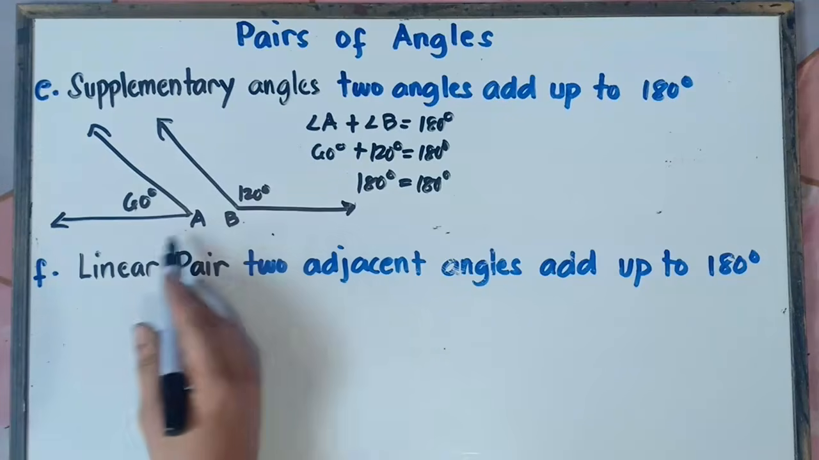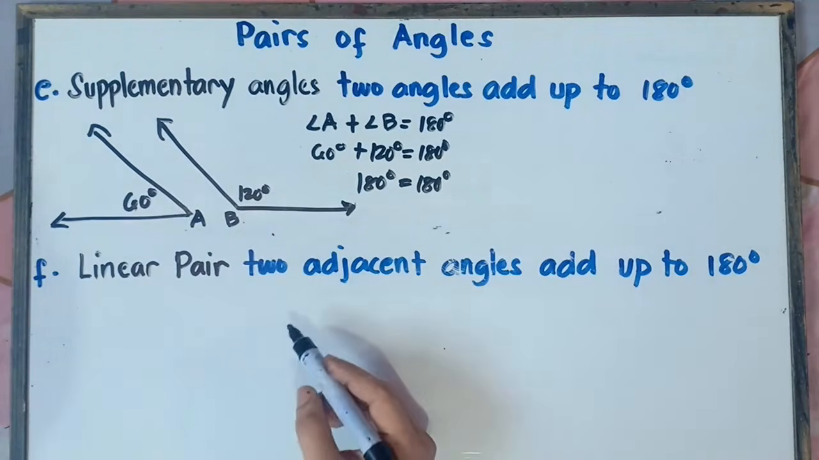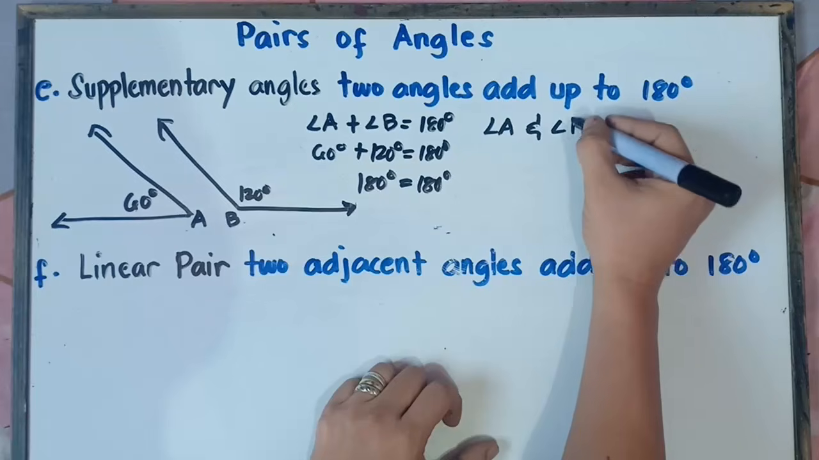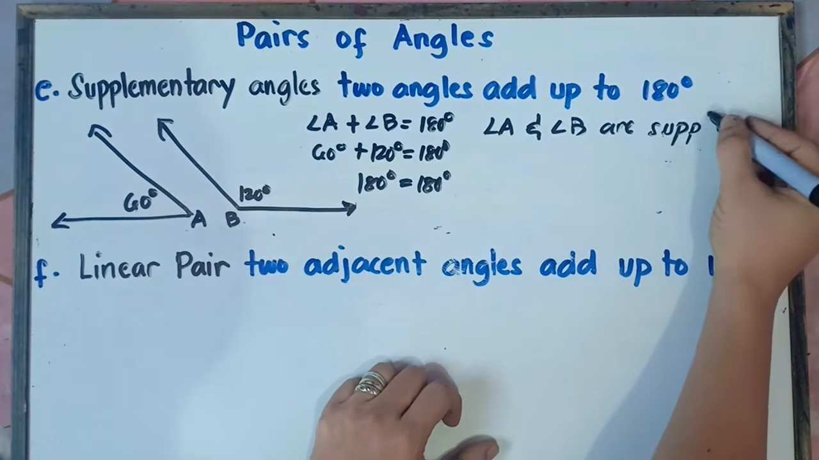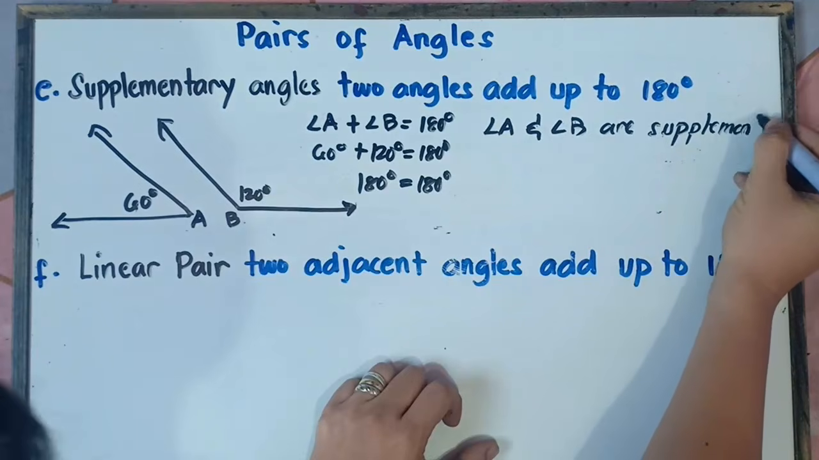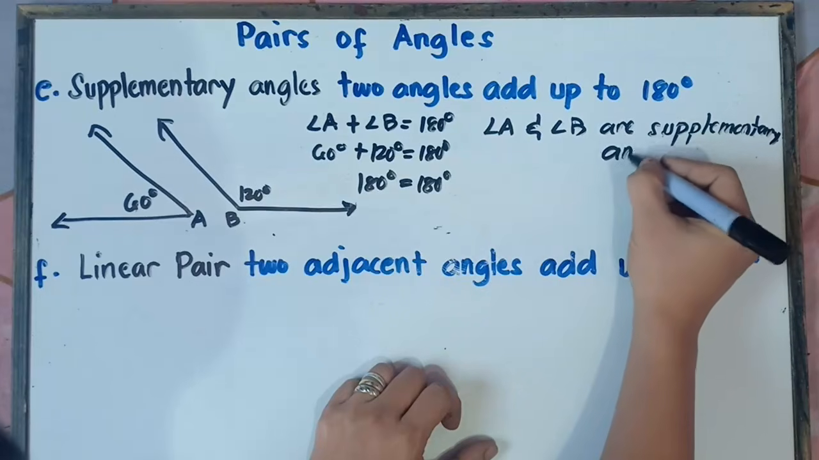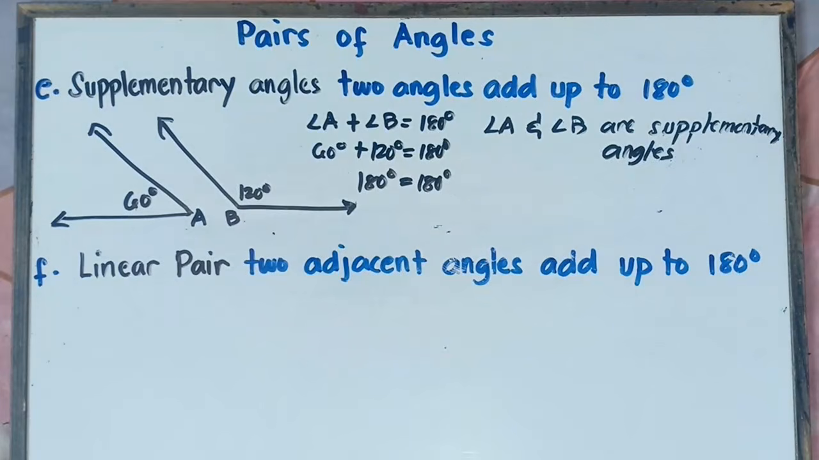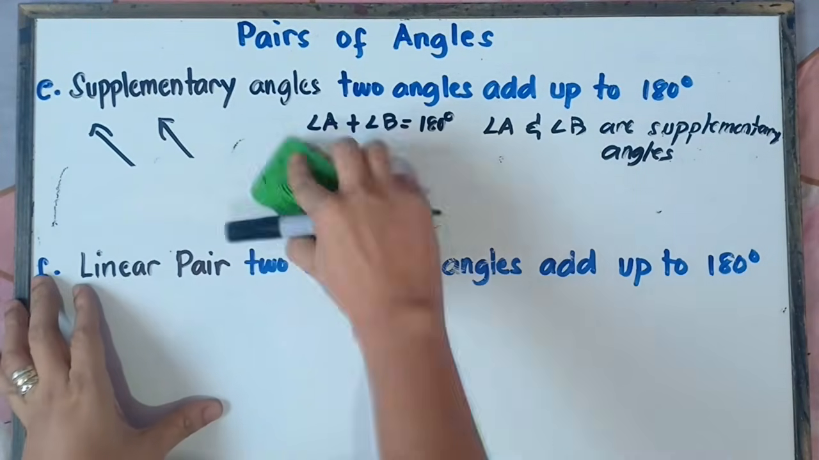Now, if you add the two angles and they add up to 180 degrees, therefore we can say that angle A and angle B are supplementary angles. Once again, class, angle A and angle B are supplementary angles because they add up to 180 degrees. I hope it's clear to you, class, with regards to supplementary angles. Let's have another example, class, for you to really understand this one.